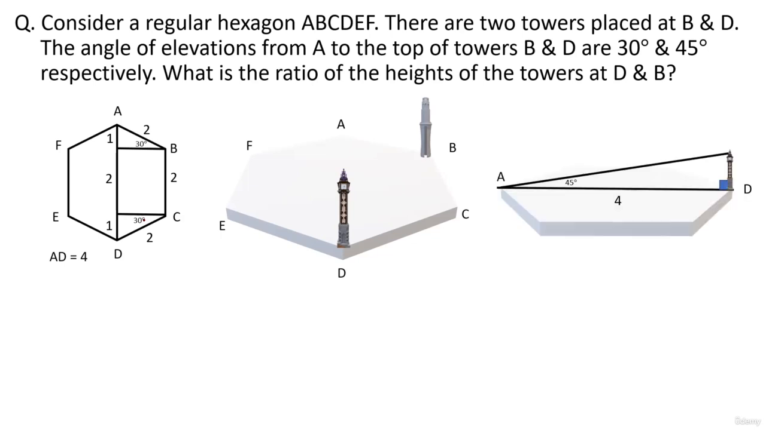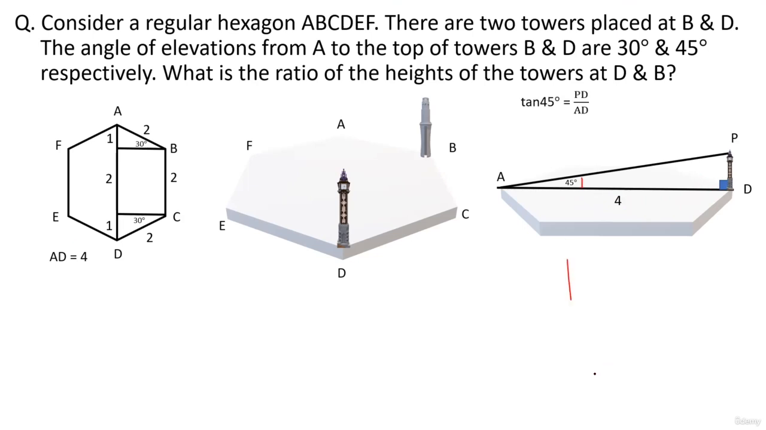Okay. So let's take the first tower at point D. This tower here at point D. Its distance from point A is how much? 4 units, right? That which we have actually assumed. We assumed AB as 2 and we got AD as 4. So if AD is 4 guys, we can apply the 45-45-90 theorem, or you can apply tan 45 here, whichever way you like.